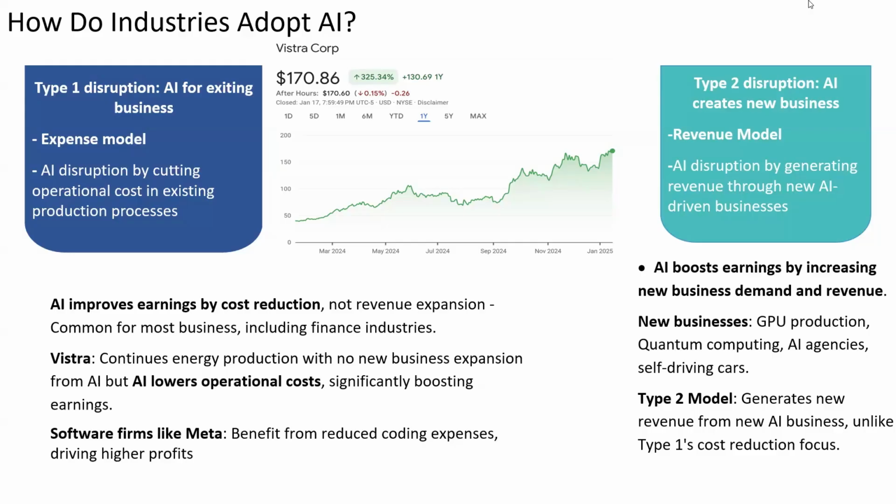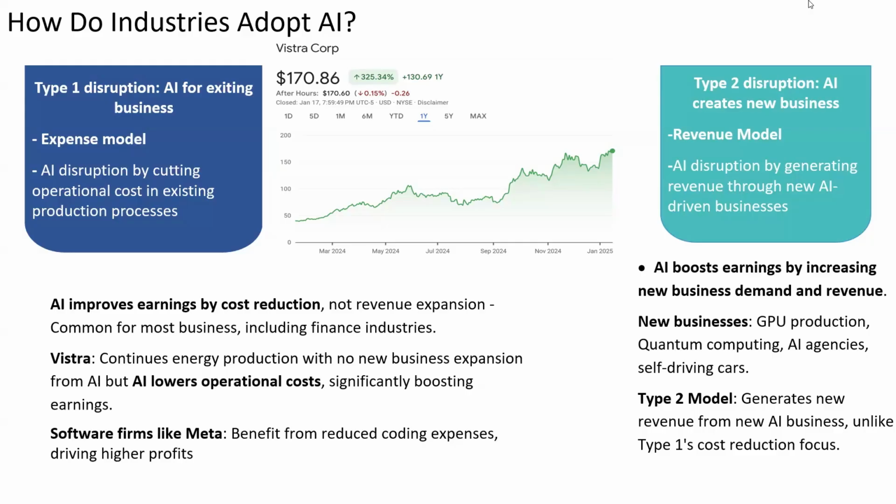You look at this example, Vistra. Vistra is an energy company in Texas. You look at their stock return in the past year, it's rocket high. The reason is that Vistra is adopting AI to reduce their operational expense. So the message being sent out is this is a traditional energy company. They are not doing new fancy stuff about AI. What they do is just using AI to lower the operational cost and boost the earnings, and that's why you can see the high rise in their stock price.